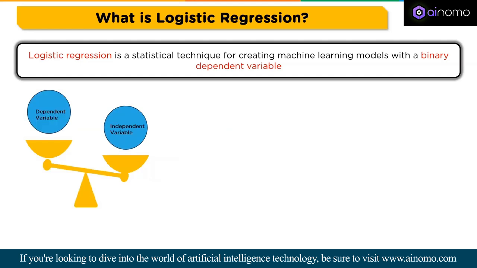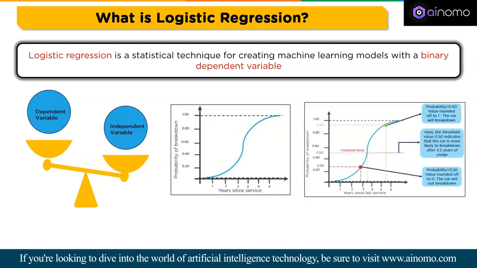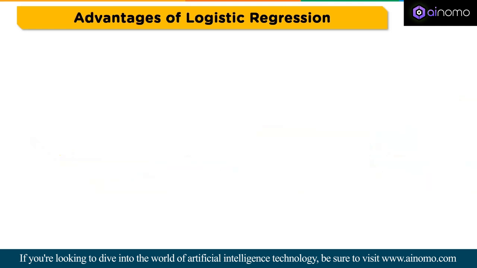Let's take an example of the logistic function. We can use it to find the probability of a vehicle breaking down, depending on how many years it has been used since it was last serviced. So here is how you can interpret the result from the graph to decide whether the vehicle will break down or not. So moving forward, let's see the advantages of the logistic regression algorithm.